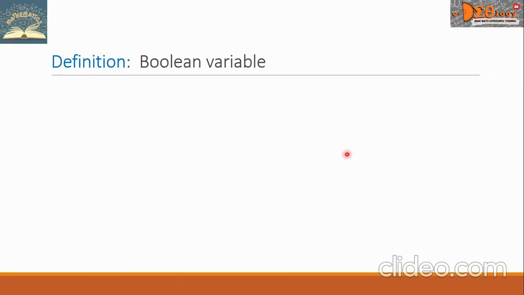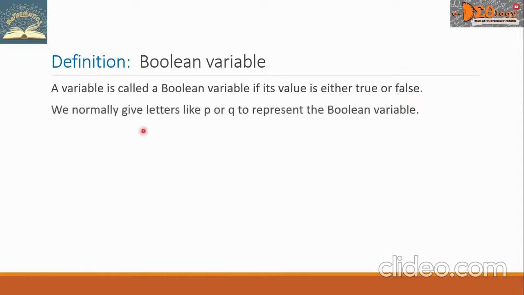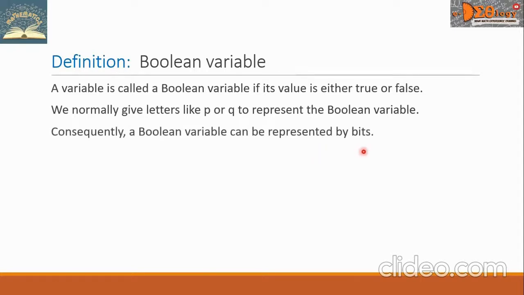Let us define Boolean variable. A variable is called a Boolean variable if its value is either true or false. We normally give letters like P or Q to represent the Boolean variable. Consequently, a Boolean variable can be represented by bits.